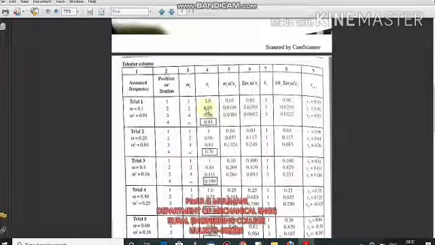You repeat the same thing. The masses are already taken. Now the displacement is carried forward by this value. Now you find the inertia force.